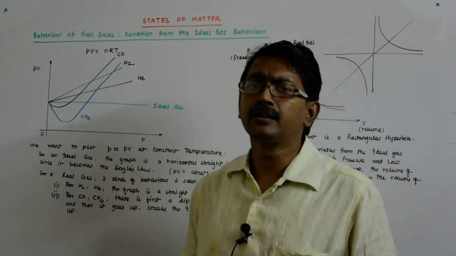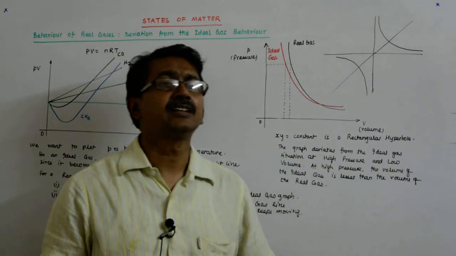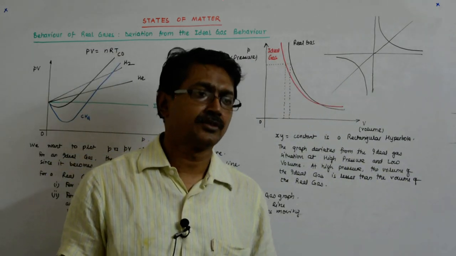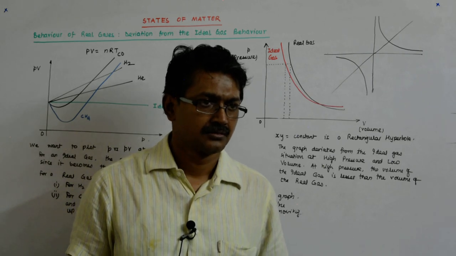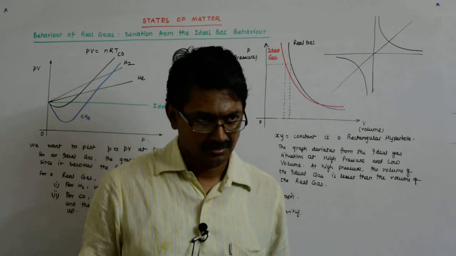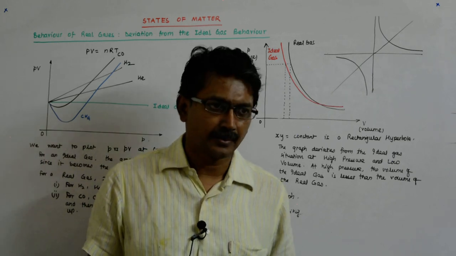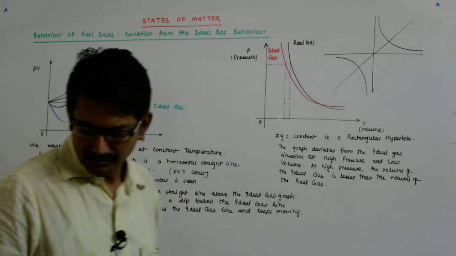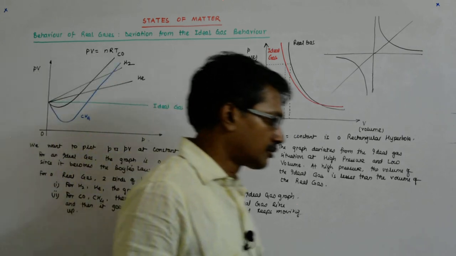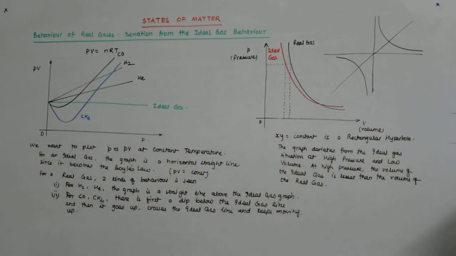But then there should be a reason. What is the reason behind this? Why do they deviate? Why do they ultimately deviate? So that we'll explore next.